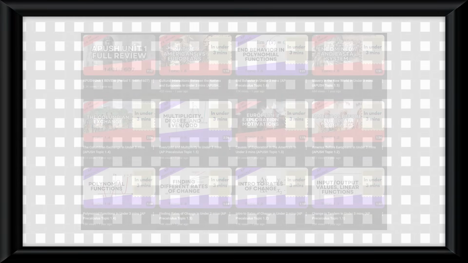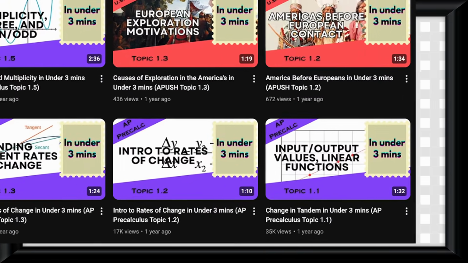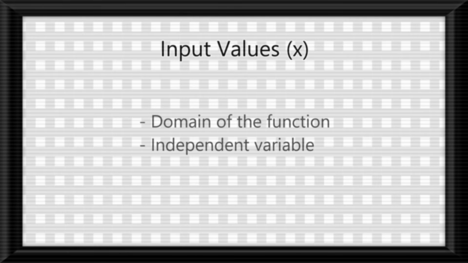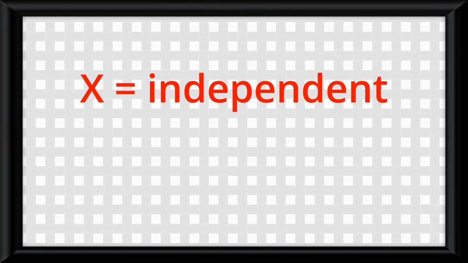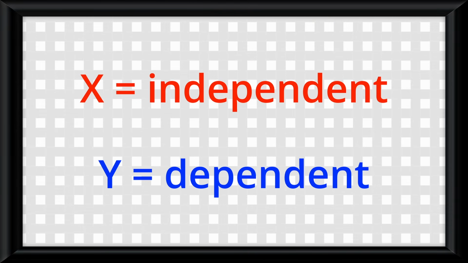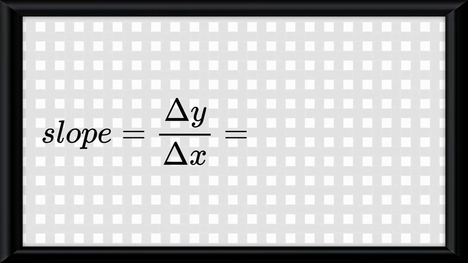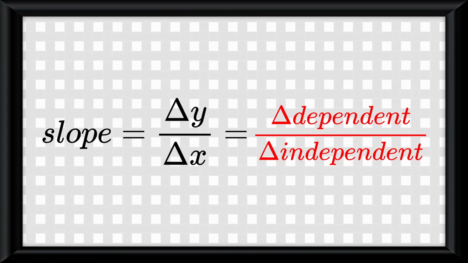So let's remind ourselves of something I said in the first ever video I made on this channel. Input values are the domain of a function and the independent variable. Output values are the range and the dependent variable. Wait, did you catch that? X's are your independent and Y's are your dependent variable. So by that reasoning, slope would be the change in dependent over the change in independent.